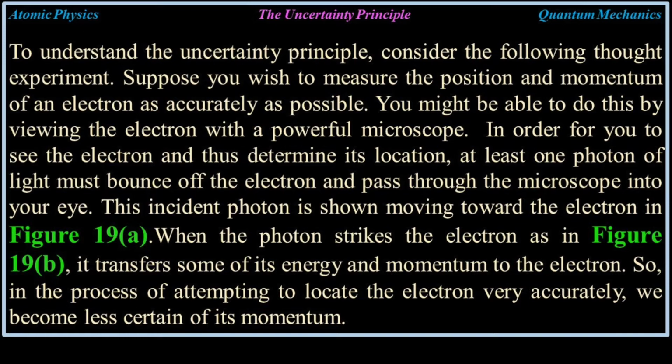To understand the uncertainty principle, consider the following thought experiment. Suppose you wish to measure the position and momentum of an electron as accurately as possible. You might be able to do this by viewing the electron with a powerful microscope. In order for you to see the electron and thus determine its location, at least one photon of light must bounce off the electron and pass through the microscope into your eye. This incident photon is shown moving towards the electron in Figure 19a. When the photon strikes the electron, as in Figure 19b, it transfers some of its energy and momentum to the electron. So, in the process of attempting to locate the electron very accurately, we become less certain of its momentum.